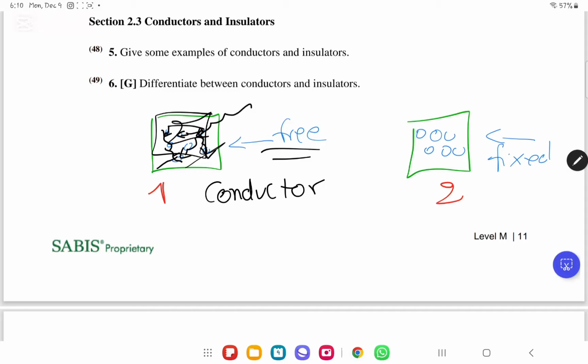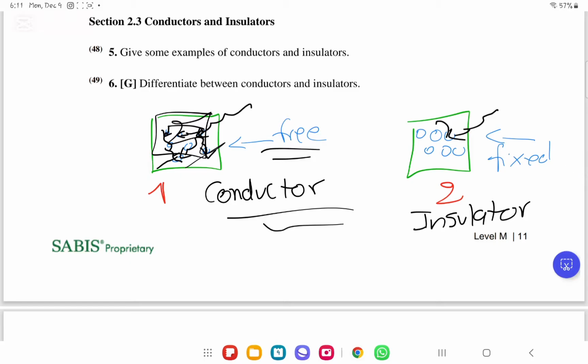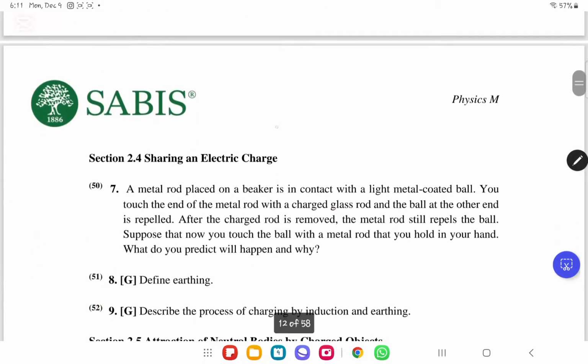Whereas in an insulator that has fixed electrons, if you bring a charge to this electron, it's not going to move, so it's not going to be able to give it to this one. So that's why we say in the conductor, the flow of electric charges is allowed to pass, whereas insulators do not allow them to pass.